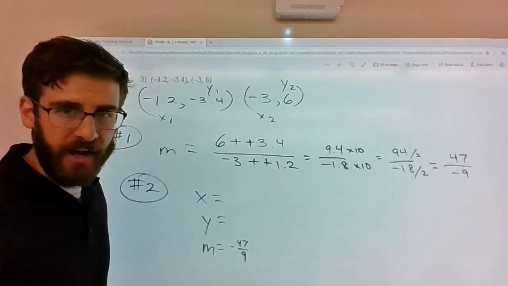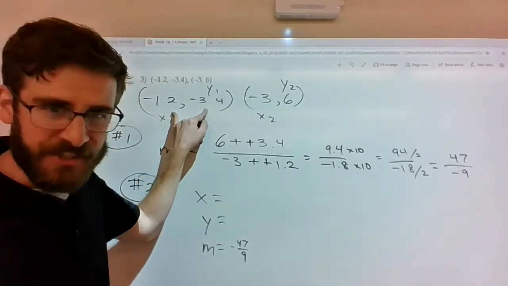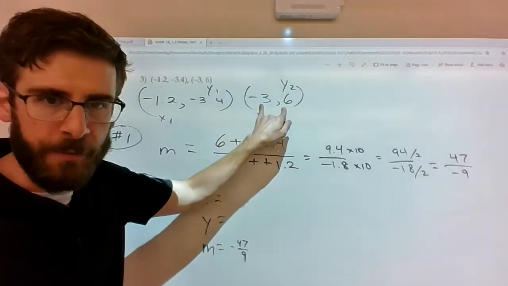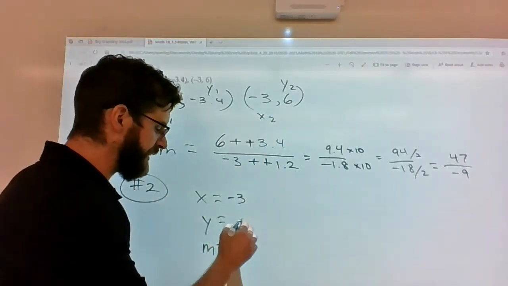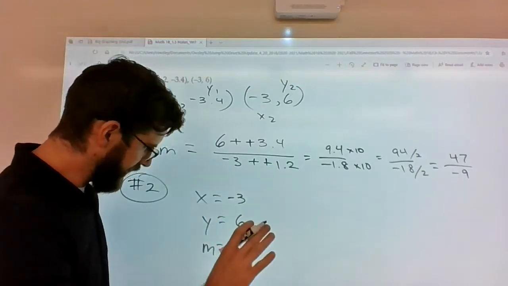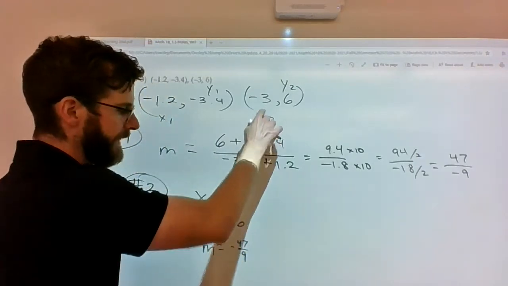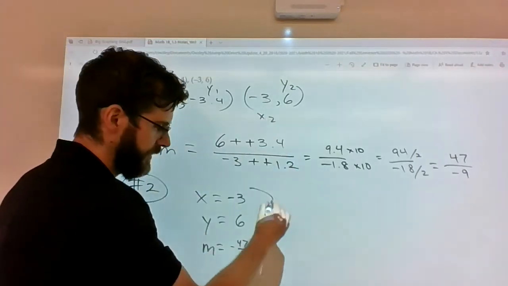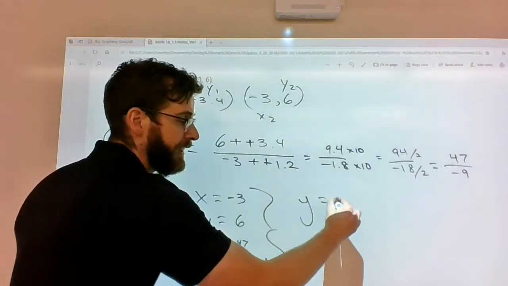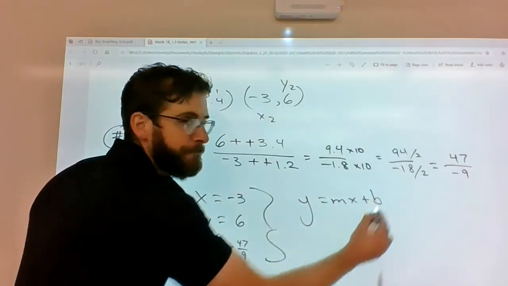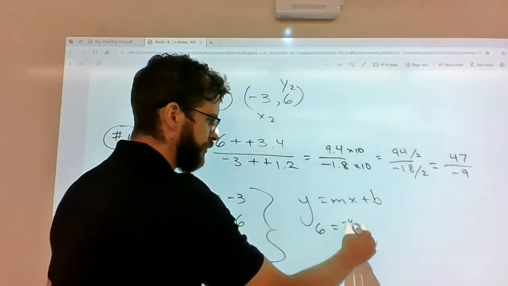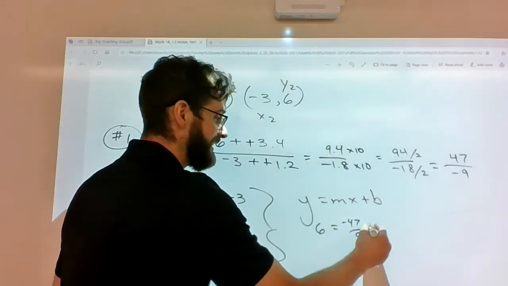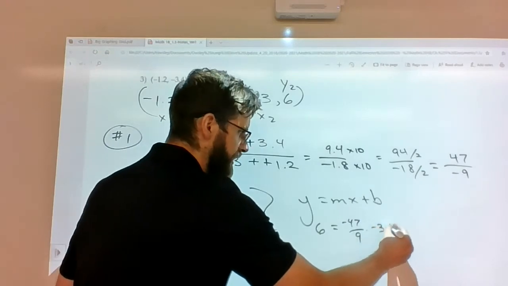Hopefully it's pretty clear to you guys. I don't think I'm going to use a decimal in this case. Maybe use the whole numbers that are given to us to make more sense of this. So use x equals negative 3 and y equals positive 6 to plug into the y equals mx plus b equation. So 6 is equal to negative 47/9 times negative 3 plus b.